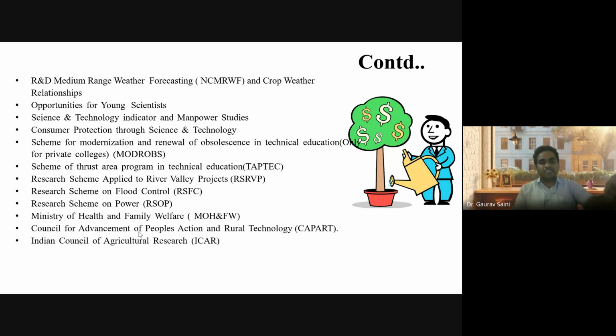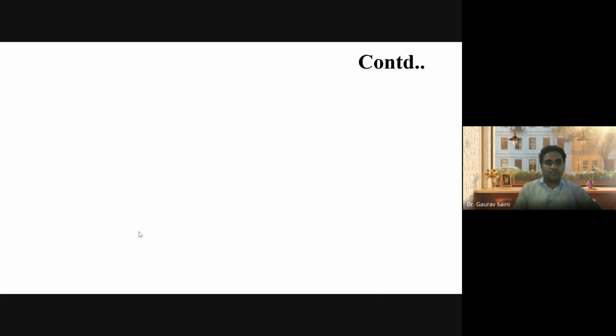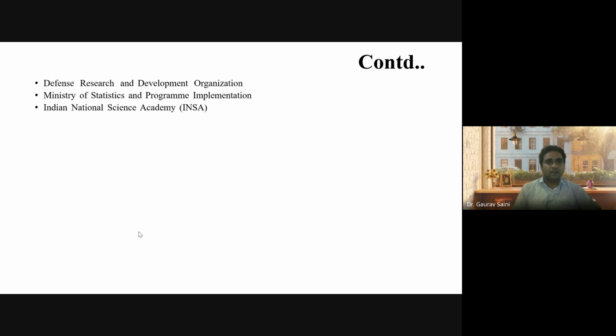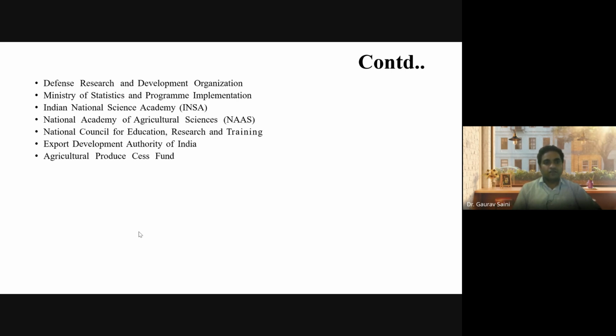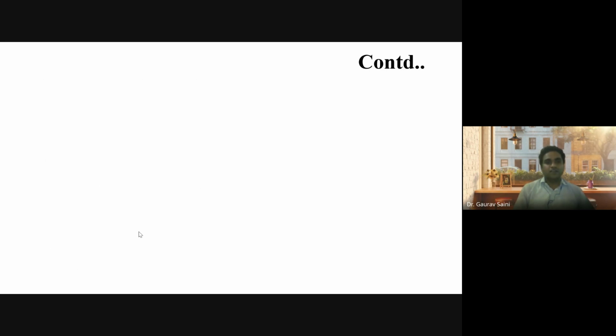And we have the Research Promotions Council of CSIR, and different kinds of agencies that can provide funding. This is Ministry of Food and Civil Supply, that can also be approached for the funding, and National Oil Seed and Vegetable Oil Development Board, Directorate of Rice Research, specifically for the rice, and the Directorate of Maize Research, NABARD. These can be considered as the funding agencies.